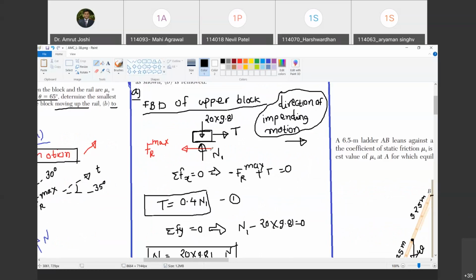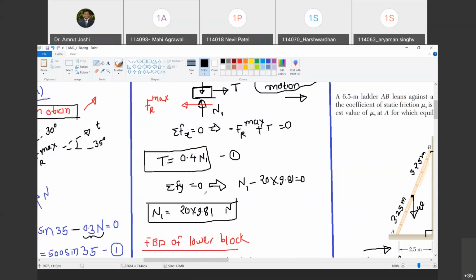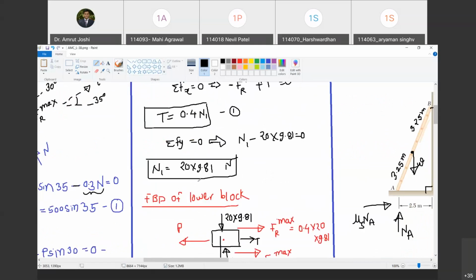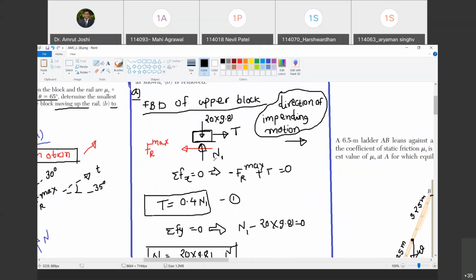Yeah. So now this is N and this is FR max. Now as the motion is impending, that means it has not yet commenced. Therefore, I can write down the equations of equilibrium in x direction and y direction. So summation Fx equal to 0 gives me what? FR max minus FR max plus T equal to 0. Do you agree with me? Yes, sir. So T is equal to FR max.